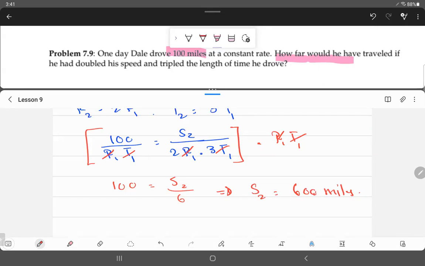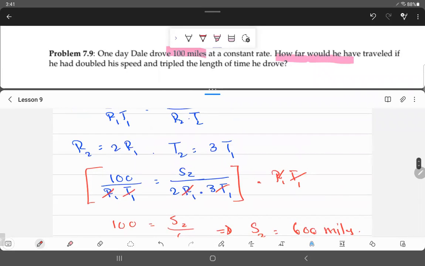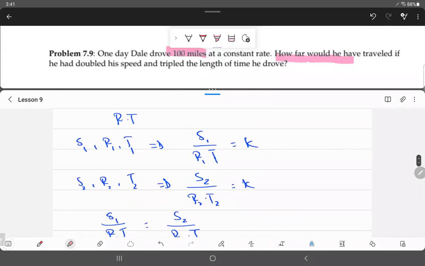He drove 100 miles at constant rate. How far would he have traveled if he had doubled his speed and tripled the length of the time he drove? This is doubled, this is tripled. First, we understood the relationship. The relationship is direct proportional. S and R and T, okay? S is directly proportional with R and T.